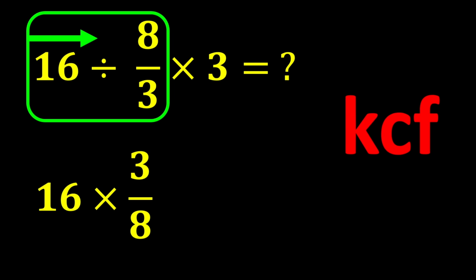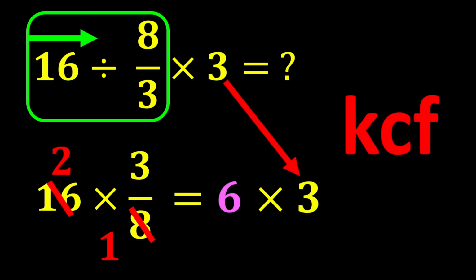8 over 3. 8 divided by 8 gives us 1, and 16 divided by 8 gives us 2. 2 times 3 gives us 6. In the end, we calculate 6 times 3, which gives us the final answer, 18.